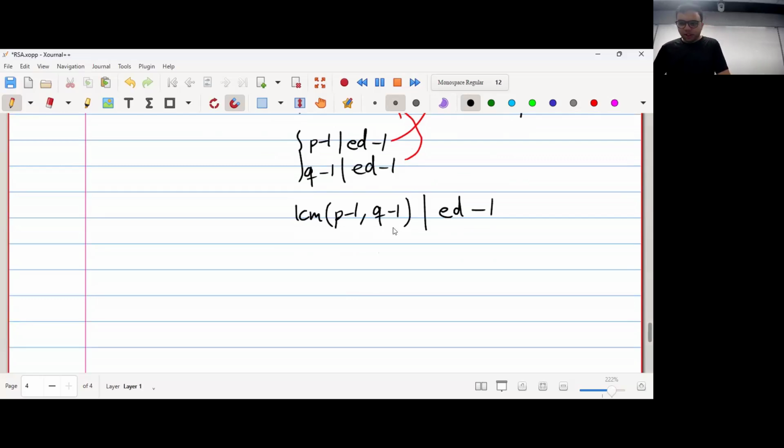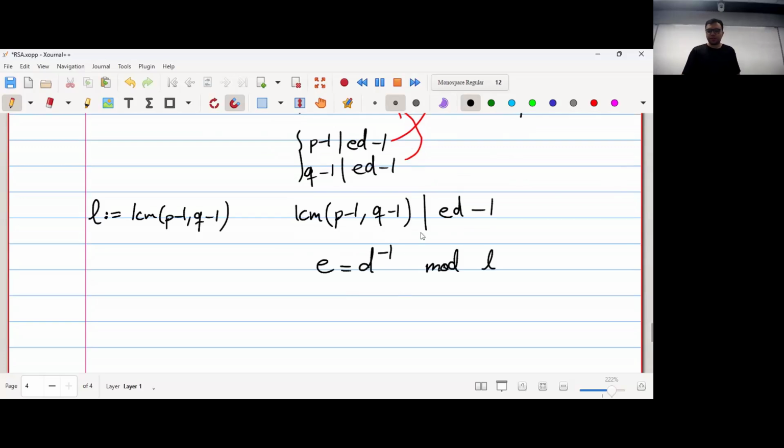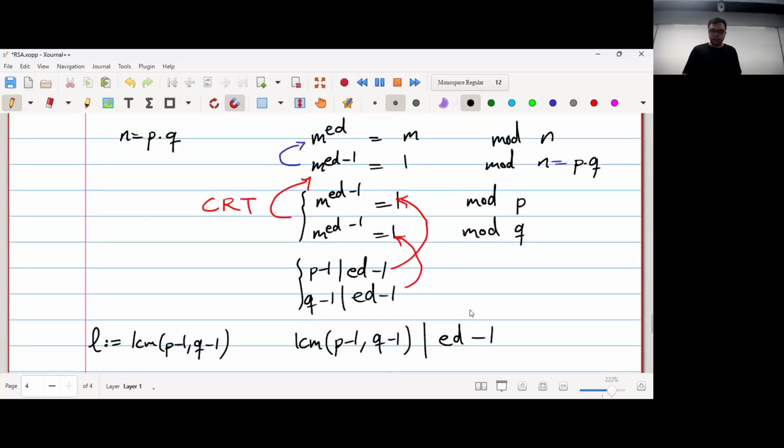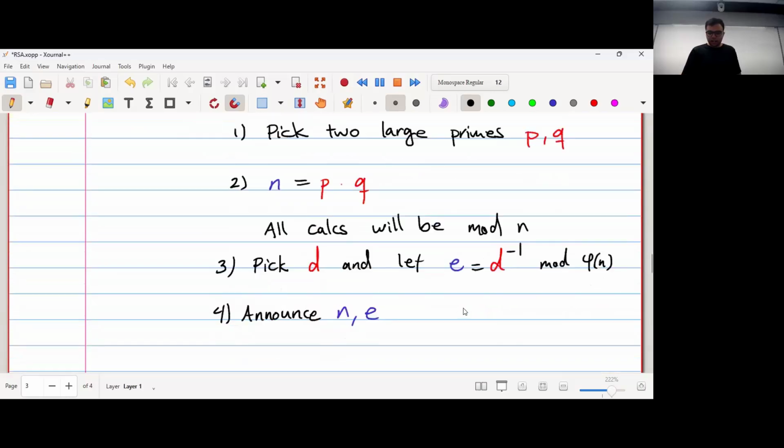So it's enough if I have that the LCM of P minus 1 and Q minus 1 divides ED minus 1. Let me give that LCM a name. I'm going to call it L. So let's say L is the LCM of P minus 1 and Q minus 1. And all I need now is that E is D inverse modulo L. Again, all of these steps are the same as before. So ED is 1 modulo L, so E is D inverse modulo L. Okay, so I can change my key generation algorithm a little bit by saying that instead of doing this part modulo phi of n, find this inverse modulo the lowest common multiple of P minus 1 and Q minus 1. And everything else will still go through.